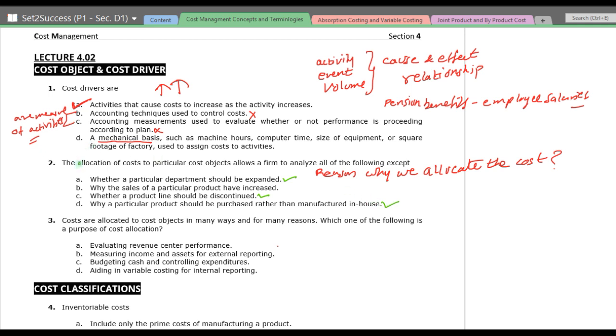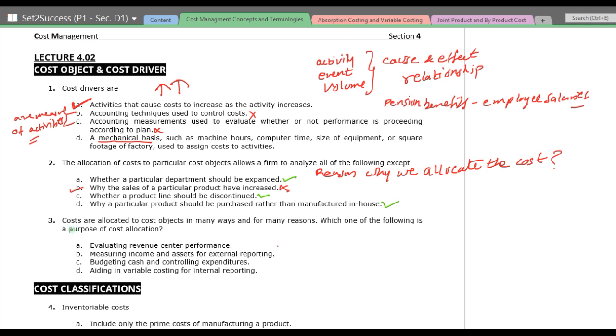But the allocation of cost to a particular cost subject allows a firm to analyze all of the following except: why the sales of a particular product have increased. Cost allocation is an internal method that does not affect the demand or the external. That's why this is the correct option for this MCQ.